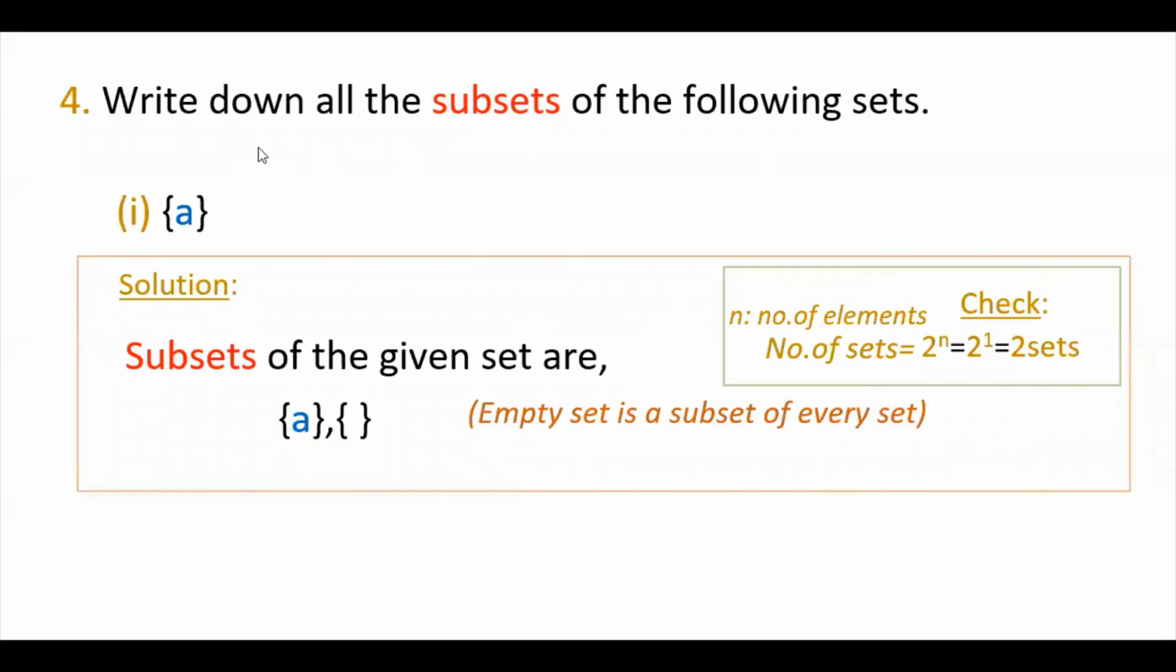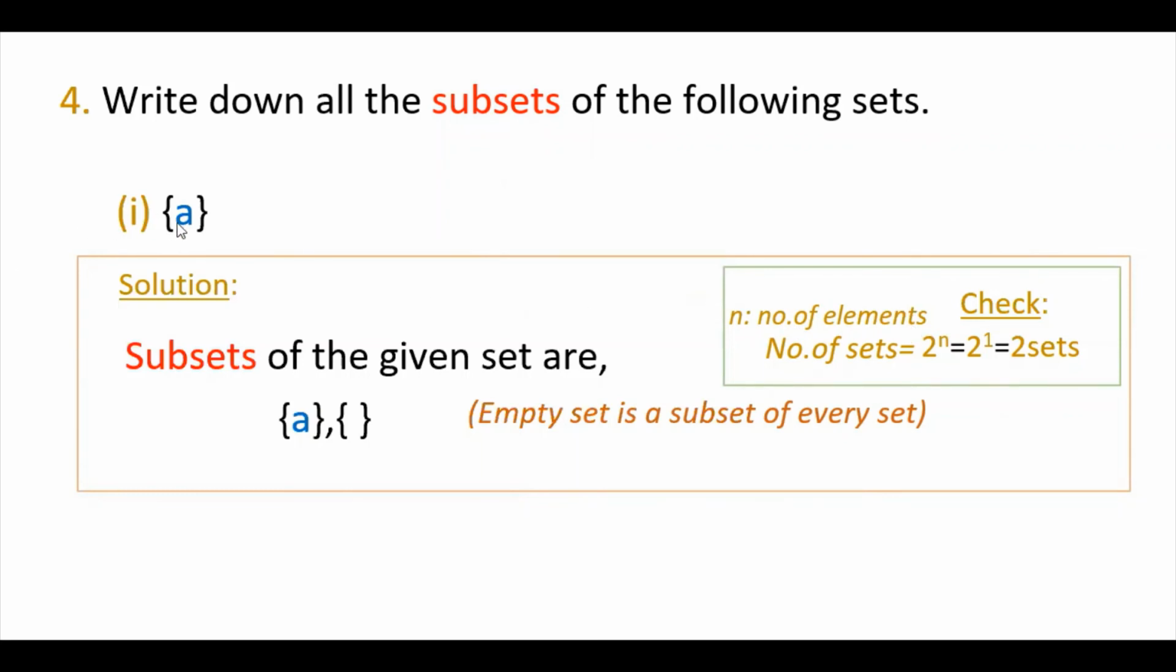This is the fourth problem. Write down all the subsets of the following sets. We can find the number of subsets for any set. We know that. So you can check by using the formula 2 to the power of n. I have already told this in the starting itself. Here n is the number of elements.